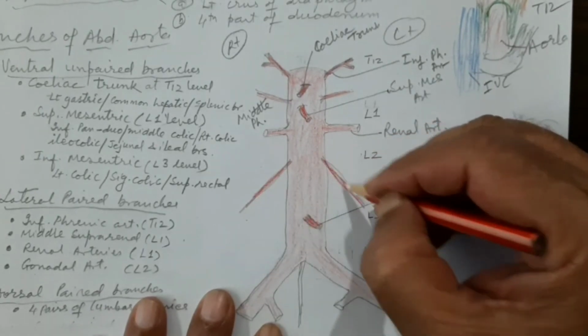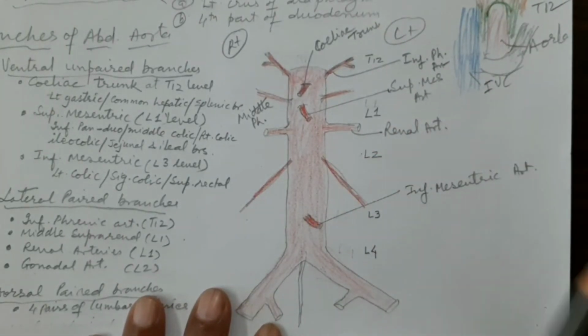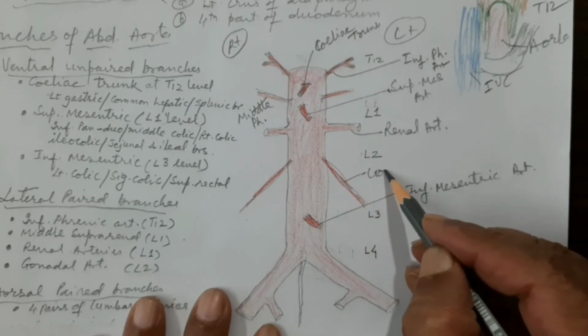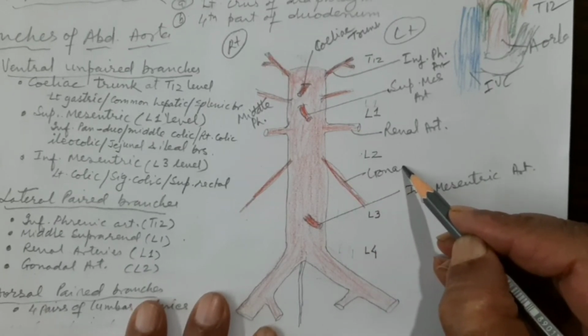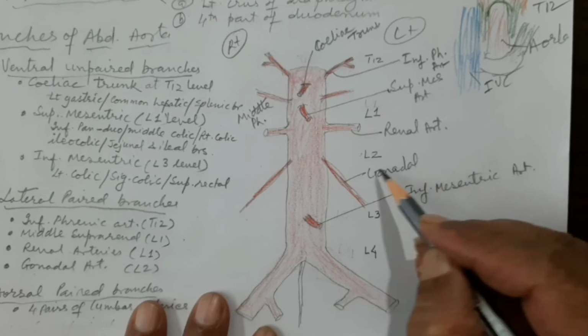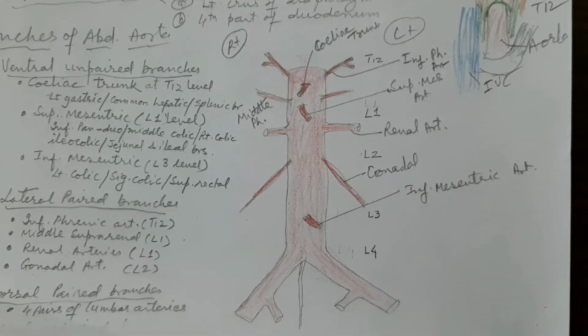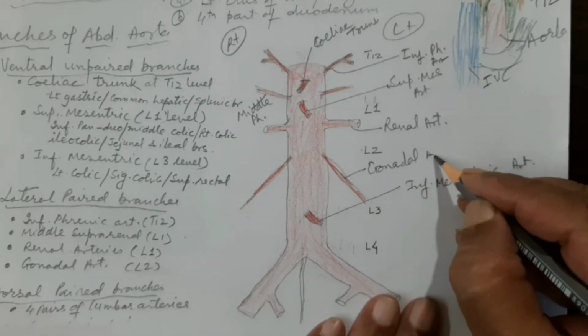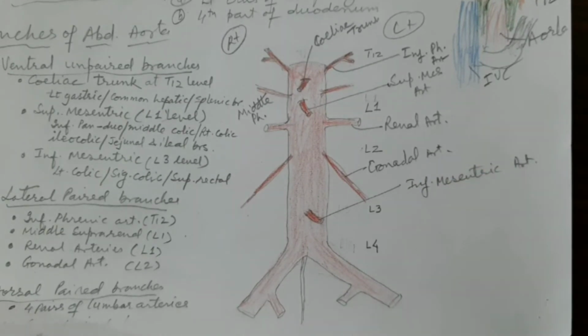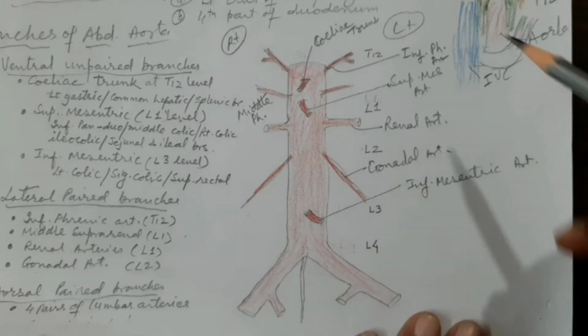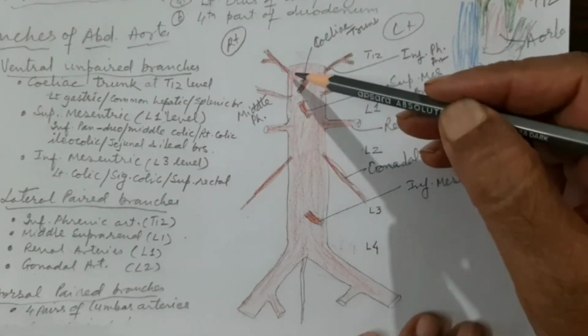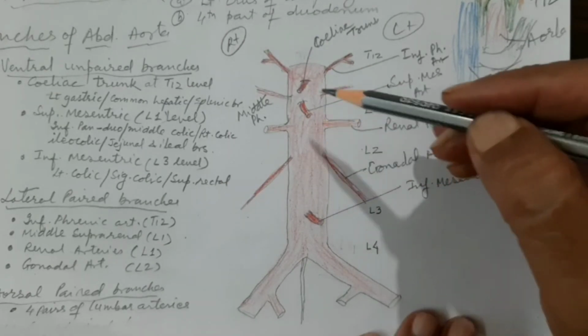This artery which is taking origin is called the gonadal arteries. Why is it called gonadal? This is because it will supply the gonads. Gonads means sex organs, which are the male testis and the female ovary. So these are the testicular or ovarian arteries from the right side as well as from the left side. So these are the four paired arteries which are taking origin from the lateral side of the abdominal aorta.